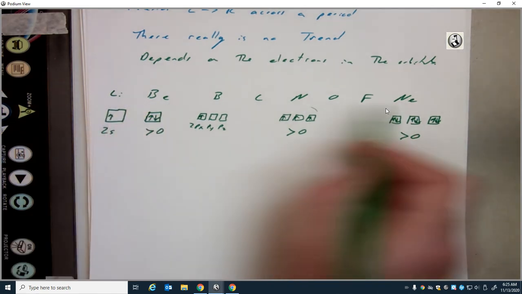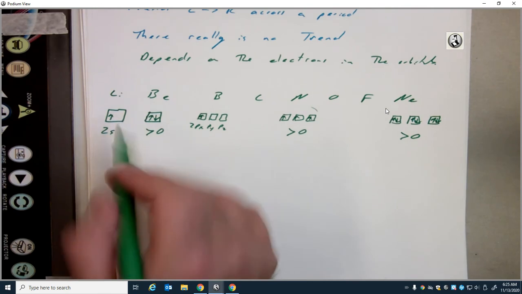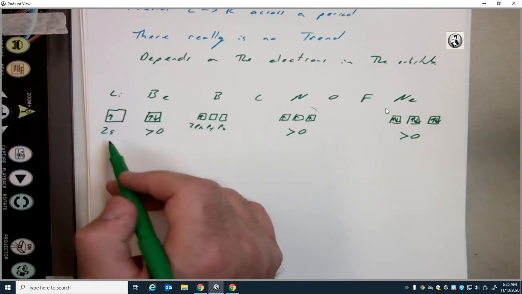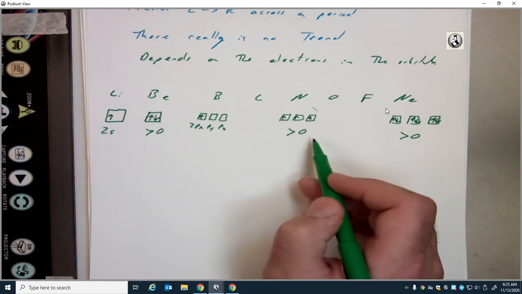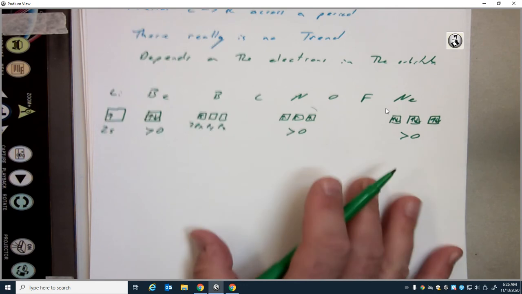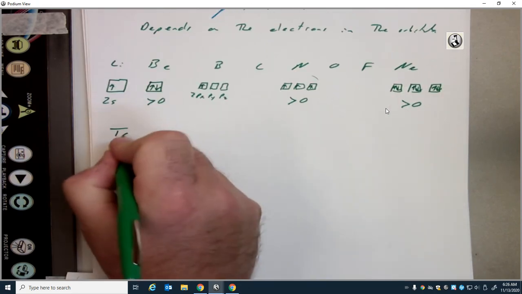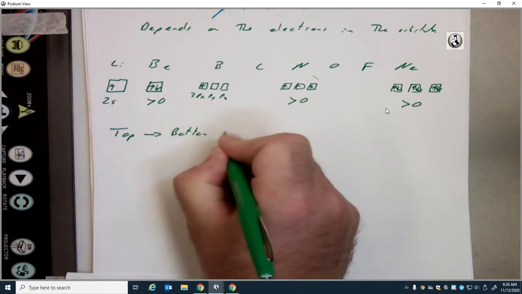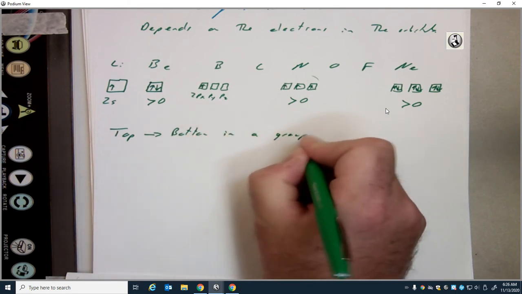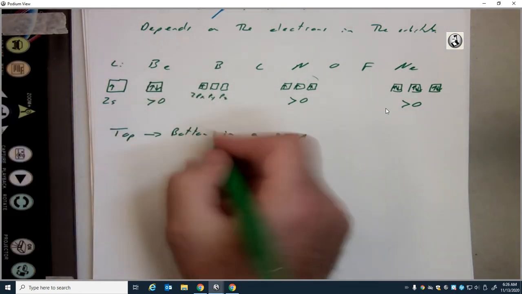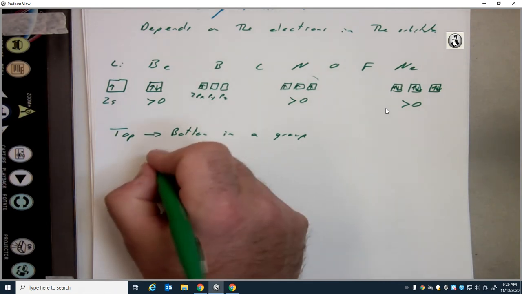So going across the periods, we really have to look at their electron configurations to figure out what's going to happen with their electron affinities. And there really is no trend. Now, what about top to bottom in a group? Well, it turns out they don't change much.